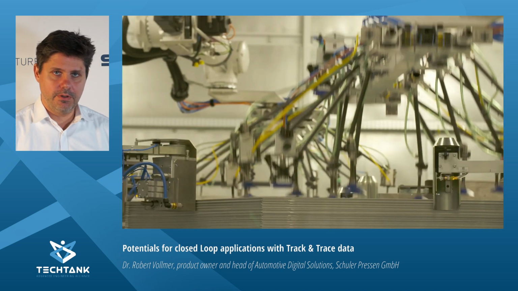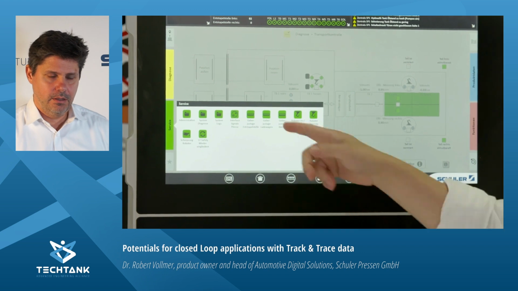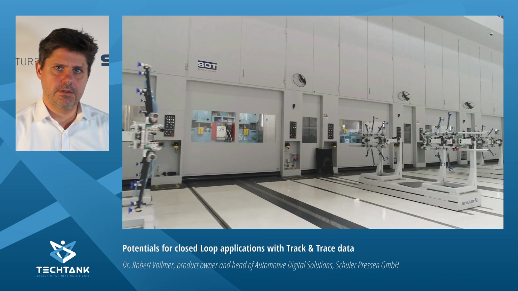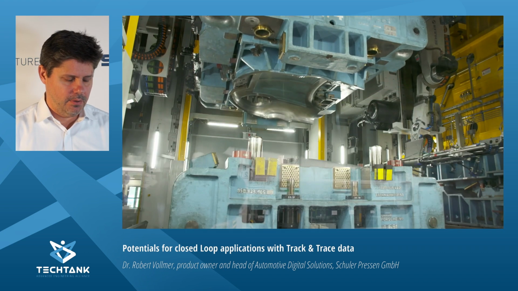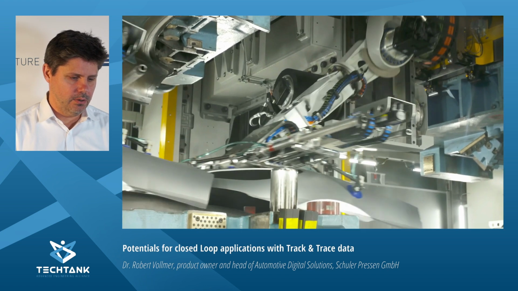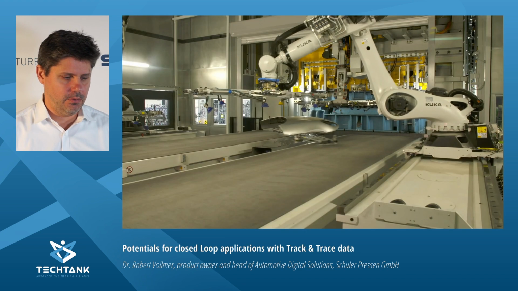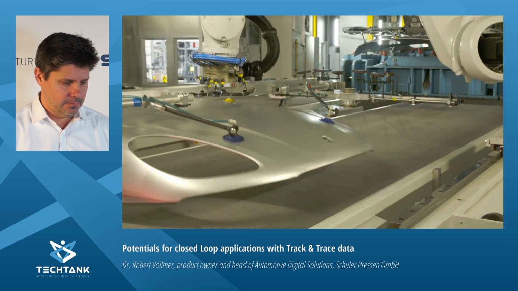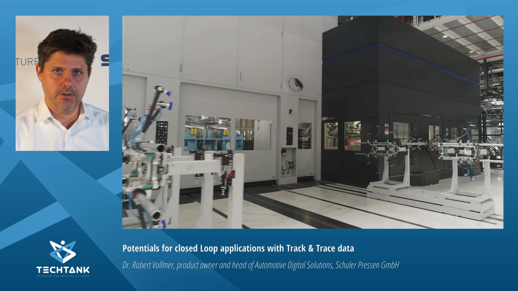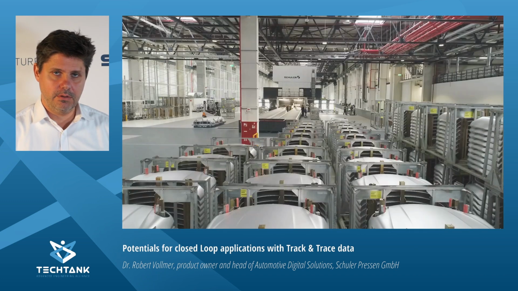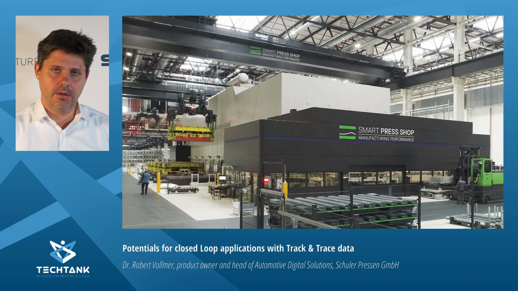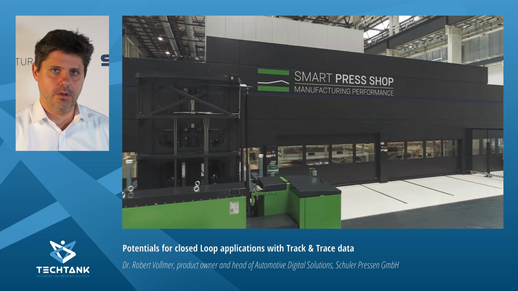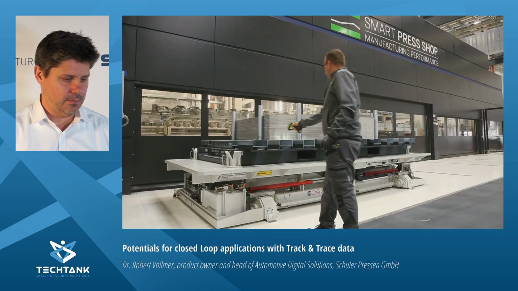The press shop is equipped with a laser blanking line, a tryout press and a press line, and it's a fully digitalized factory, nearly paperless, and we also had the opportunity as Schuler to integrate and develop new solutions in this environment. All the parts manufactured there are typically marked and followed with the track and trace solution. So every process step is recorded and stored in a track and trace system there.